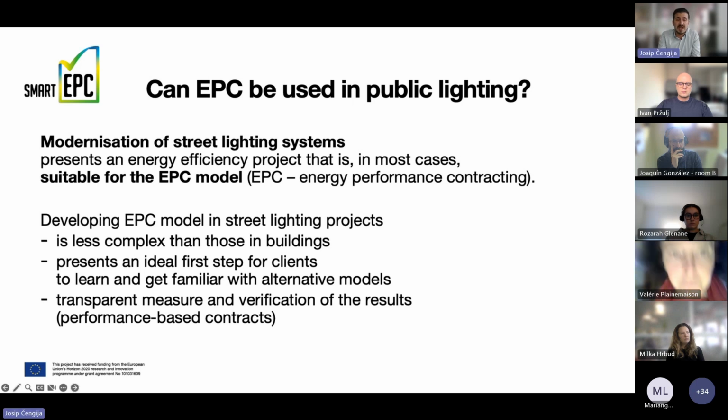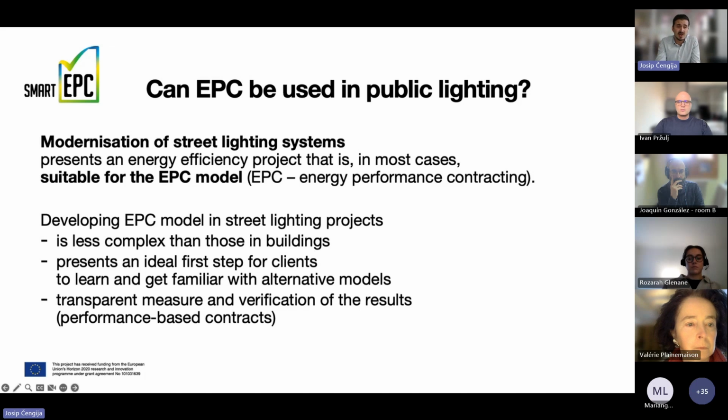Well, in essence, EPC project development is a bit complex. We need to define energy efficiency measures, implement them, and guarantee the savings. And when you think about buildings as opposed to street lighting infrastructure, street lighting infrastructure is less complex than buildings. This is why EPCs in public lighting present maybe an ideal first step for clients to get to know EPC types of contracts and models, because it's quite easy to procure them, and it's quite easy to measure and verify the results of energy savings. So it's quite transparent. These models in public lighting infrastructure are quite feasible, and they present an ideal first step for public sector clients to get used to these alternative procurement models.